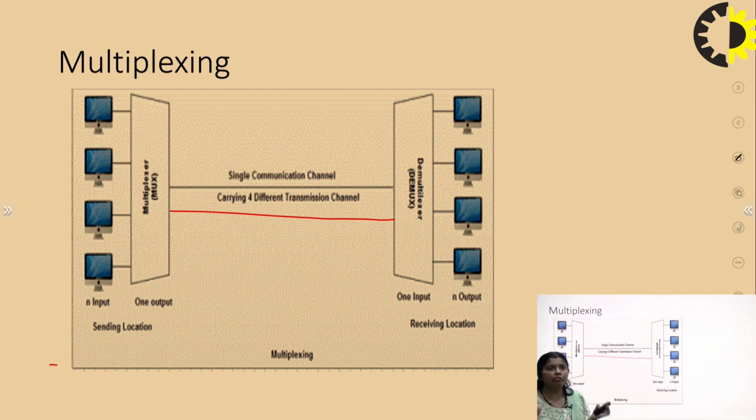A channel is a portion of the path, or a portion of the link, for the communication between the sender and receiver. The transmission media can be guided or unguided. Guided means wired communication, and wireless means unguided media. Whatever media lies between the sender and receiver, a portion of that media is called a channel.